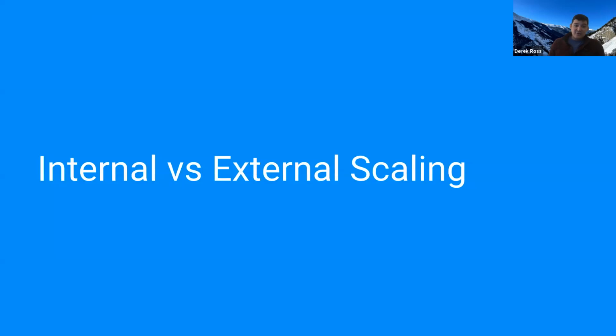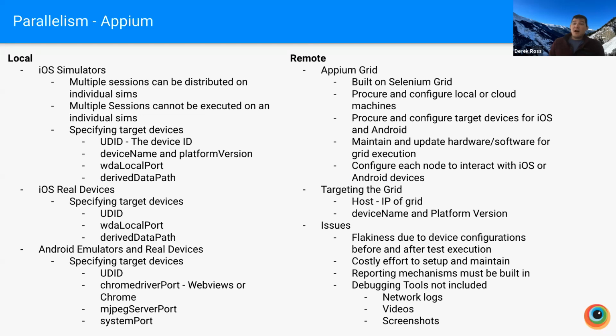So, internal versus external scaling. We can definitely scale internally without using a service. The parallelism with Appium consists of setting up multiple iOS simulators or multiple iOS real devices. And the way you're going to do that is you're going to connect those to your laptop, and multiple sessions can be distributed on individual simulators, but multiple sessions cannot be put onto a single device. So you can't have one device and, let's say you have 2 apps, run the test across those 2 apps. You can only control one test at a time per device or simulator.